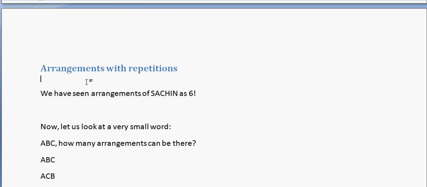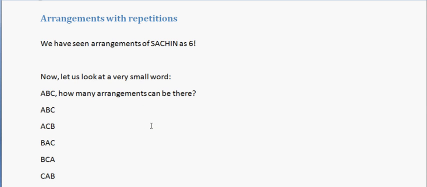So we already know, we have taken an example of Sachin, right, that we can arrange it in 6 factorial ways. So there can be 6 factorial words which can be formed through Sachin, right? Now let's take a smaller word, right? Let's see how it is done. What do we mean by arrangement? So if there is a word called ABC, how many arrangements can be there?